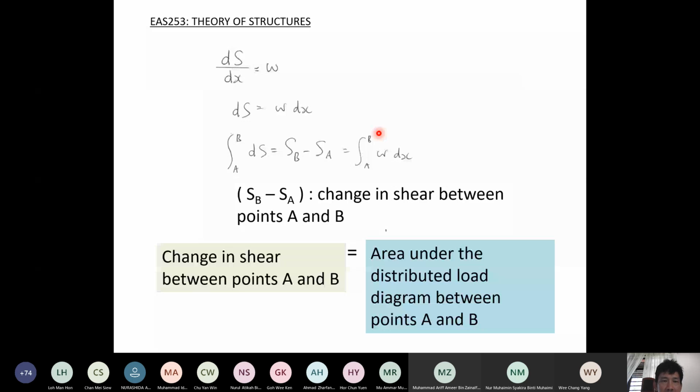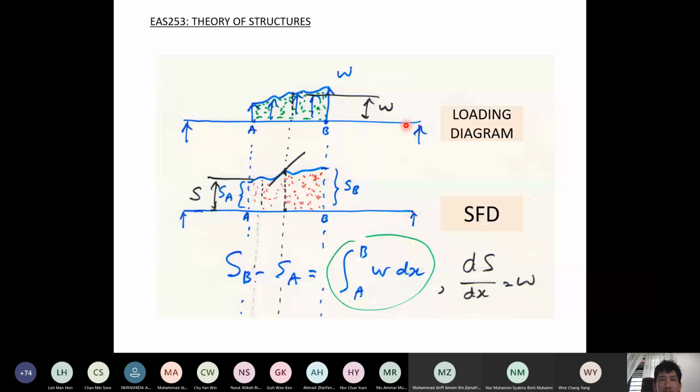It means that the change in shear between points A and B, SB minus SA, is equal to the area under the distributed load diagram between points A and B. Now I'll show you in diagram form. If I have a loading diagram, this is actually the problem given to us, and we first look at the loading diagram. This shows the distributed load acting between A and B.